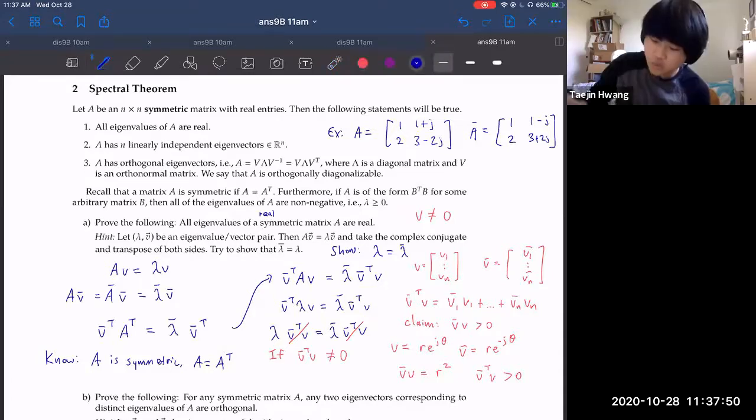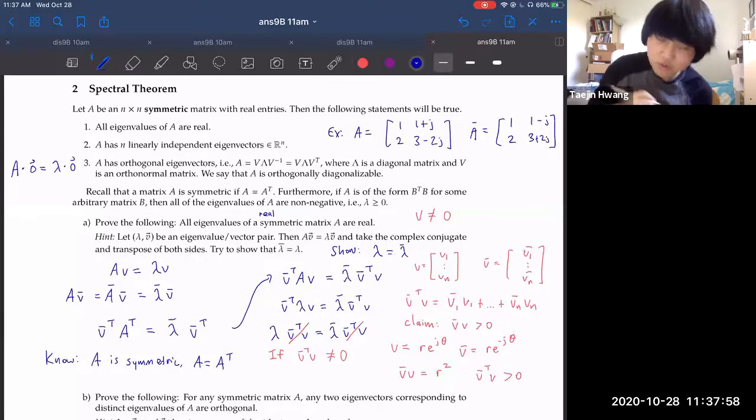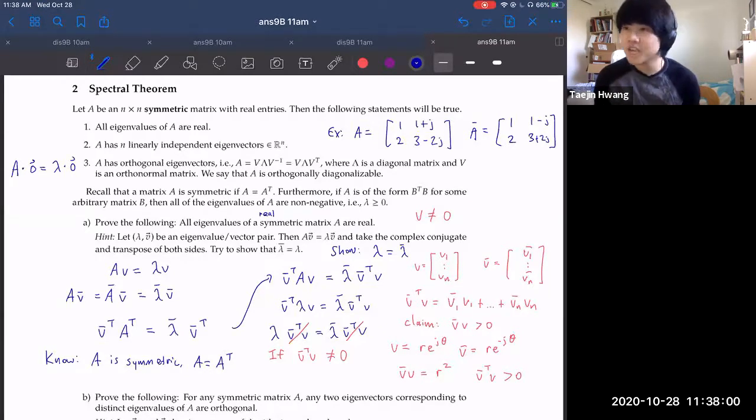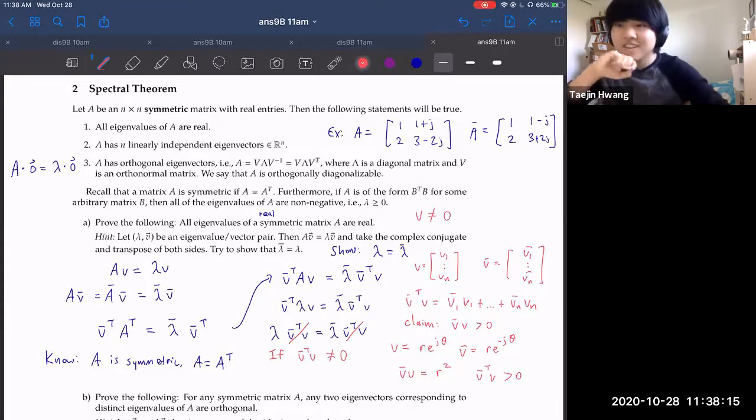And if you're unsure why, let's try to think about what it means. If A times 0 is equal to lambda times 0, well, lambda can be any scalar, so it doesn't really make sense to define an eigenvalue for 0. That's kind of why we, by definition, say eigenvectors are non-zero. But really good point you bring up there that I almost forgot to mention.